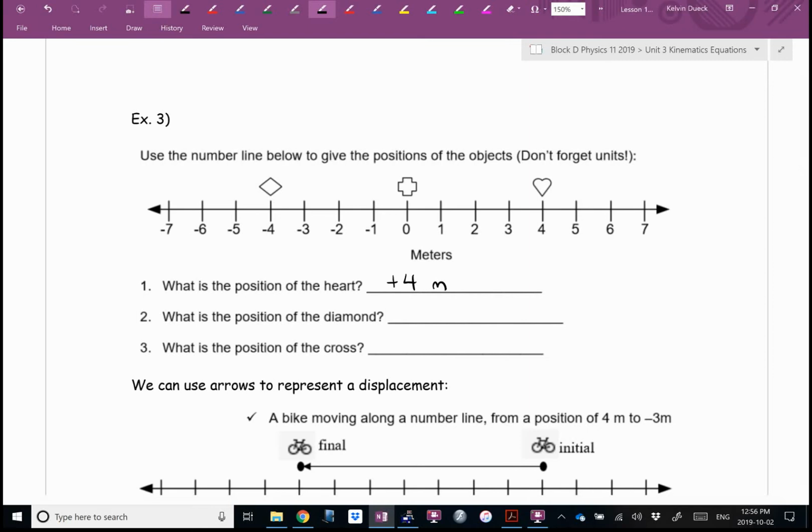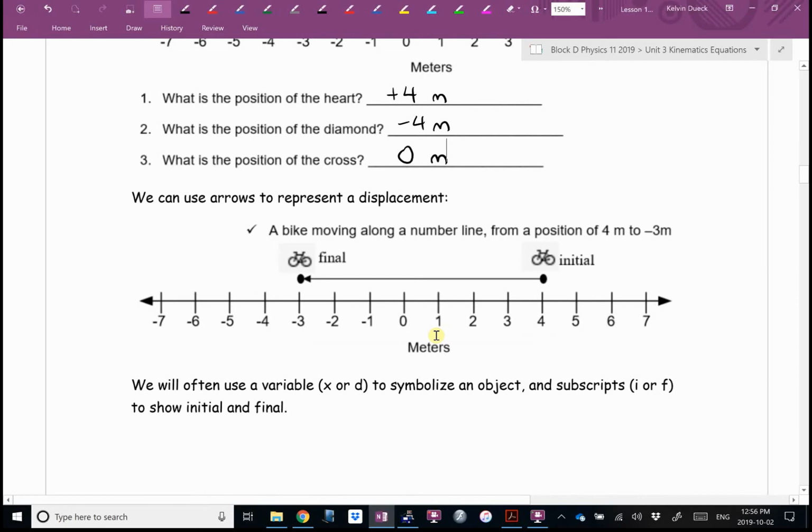I think you're right. I couldn't hear you. Did you say -4? Yeah. Or you could write 4 meters right, and 4 meters left. What's the position of the cross? 0, and you can see it's tough to give a direction then because it's neither positive nor negative.